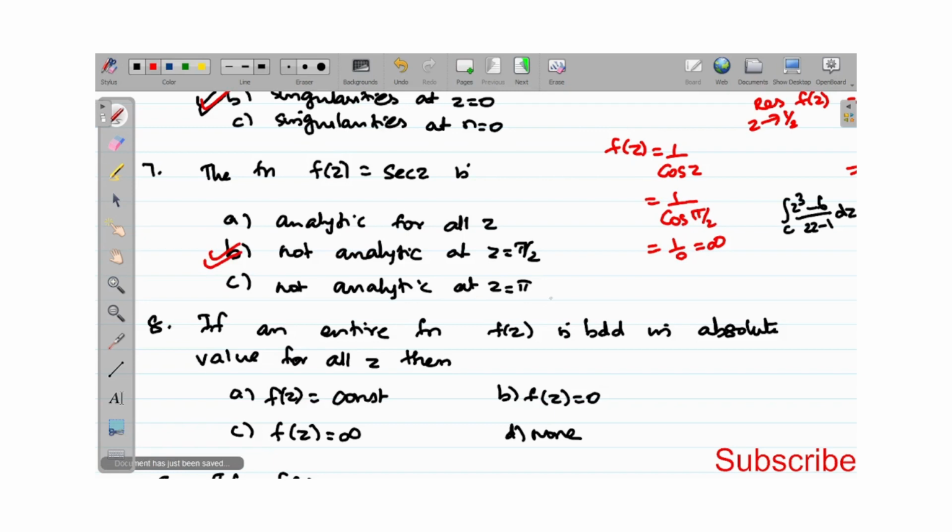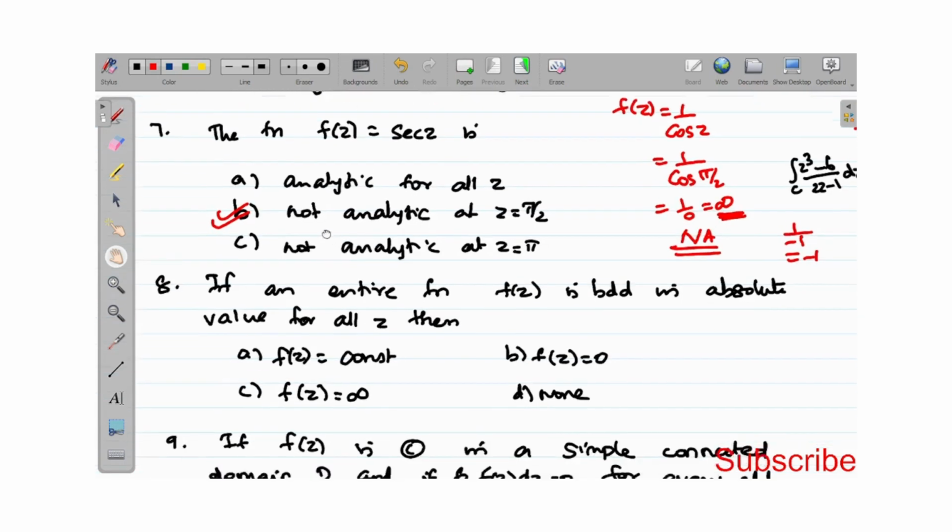If you put z = pi, it has the value minus 1. 1/cos pi is minus 1. So it won't give infinity. So it is analytic there. So option C is wrong. But here if you substitute z = pi/2 it gives infinity. So it is not analytic. So option B is right.